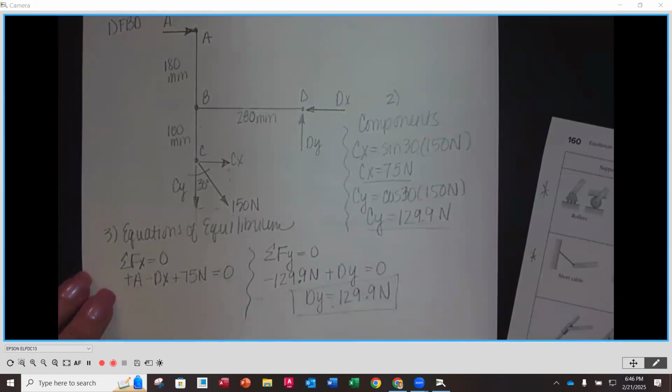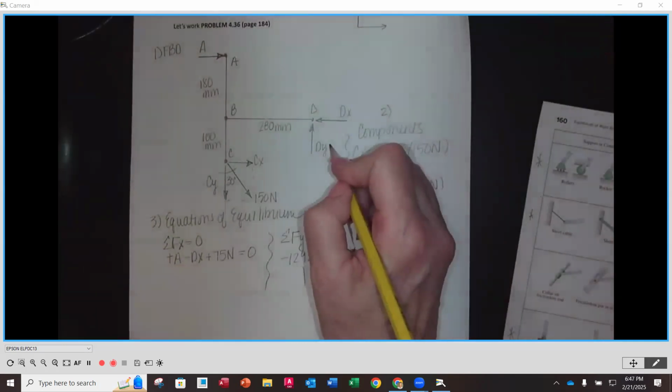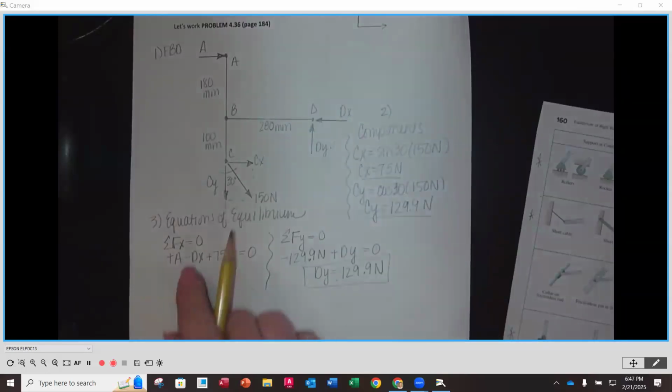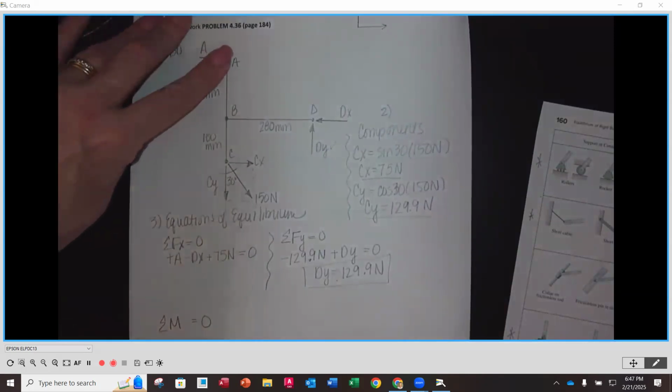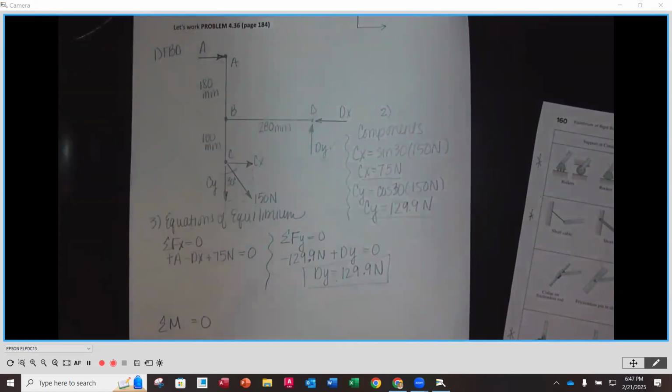And then lastly, I've got one more equation of equilibrium. Now I know my Dy, right? So I still need to know my Dx and my A. So when I sum my moments, I'm going to leave a little room here because I'm going to have to add in. I need to decide, what do I want to sum my moments around? Do I want to go around A or do I want to go around D? I want to do one of those two because that's where my 2 unknowns are, right?